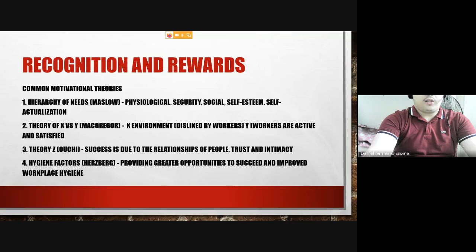Theory Z was developed by Ouchi, so that's the third theory. In continuation of theory X versus Y, we have the theory Z. According to Ouchi, the success is not only due to the environment, but also due to the relationships of people, trust, and intimacy. So mo ni siya nga naatay mga team building activities to increase the closeness of the people in the environment. If you are close enough, it will develop trust and of course intimacy. So the project would be more successful if the composition of the team are close. Okay.